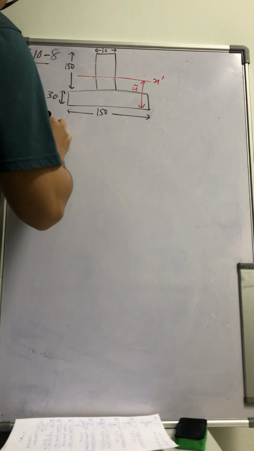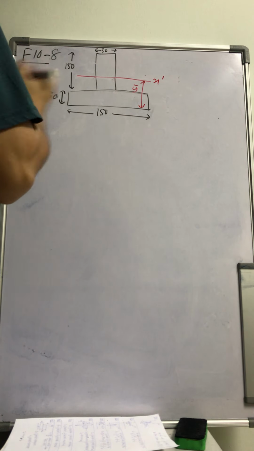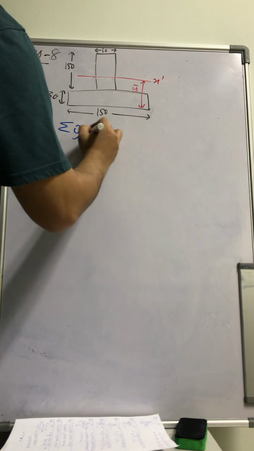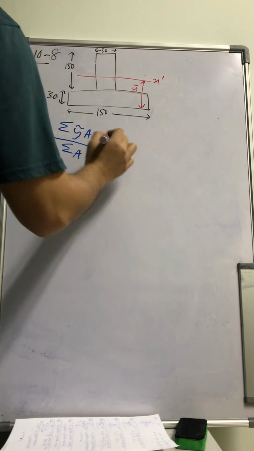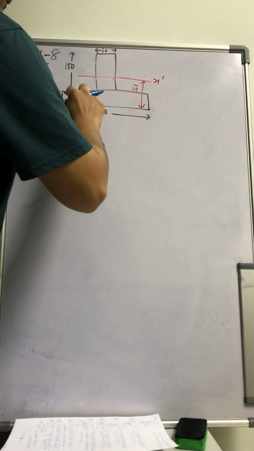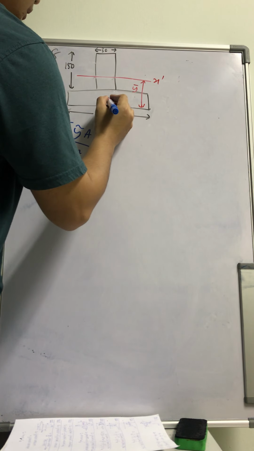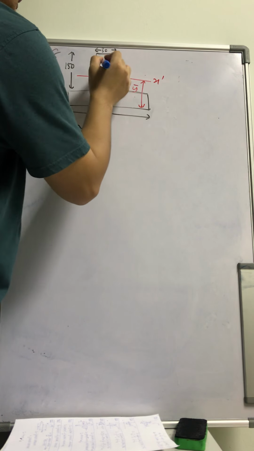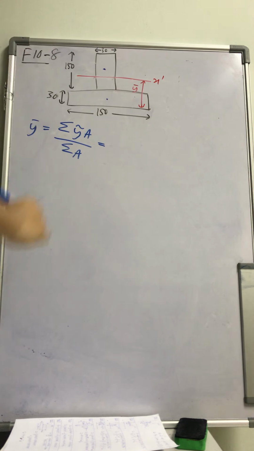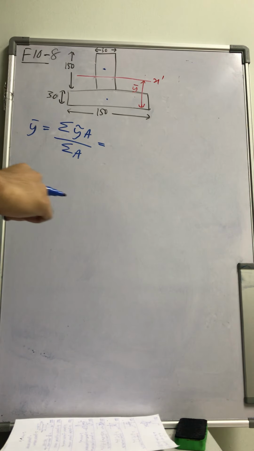So, to find y bar for this composite area, y bar is given as the summation of y tilde A over the summation of A. Remember that? Basically you have two areas, one is this, and one is here. The first area, the centroid is here. The second area, the centroid is here, which is half of that and half of this. This is the first area, second area.